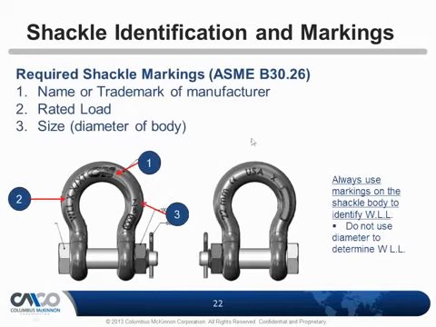What is required by ASME, the industry standard B30.26, is the name or trademark of the manufacturer, and you can see in number 1 there, the CM logo. You should know who it's made by, a reputable manufacturer. I've seen shackles out there that say China, and that's it. I'm sure China is not the manufacturer of that shackle, so who do you go to when you need technical information or something happens? Who's that person you talk to when you're in that bind?